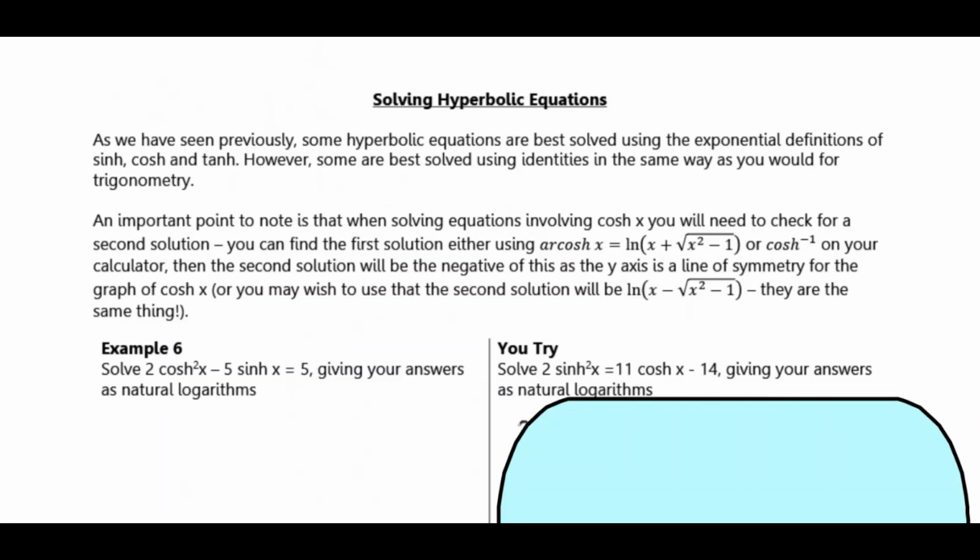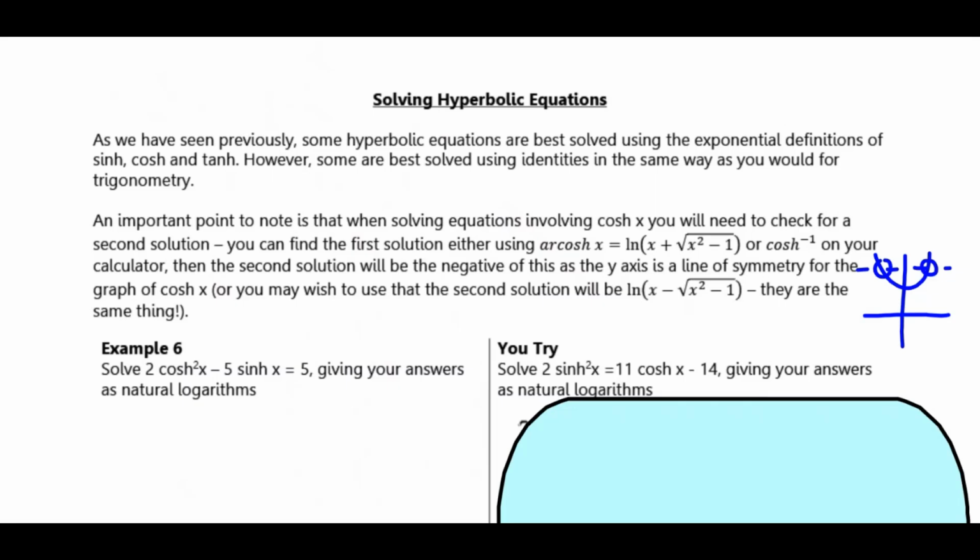This gives us more methods for solving hyperbolic equations. So far we've seen how to solve them using exponential definitions. Now we're going to solve them using identities and discrete quadratics and things. An important point to make is that when you're solving equations involving cosh, you will usually get a second solution. Obviously, your inverse function only gives you one solution because the inverse has to be 1 to 1. But from the original cosh graph, because it looks like this, you should usually have two solutions.